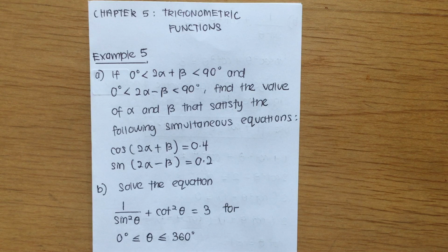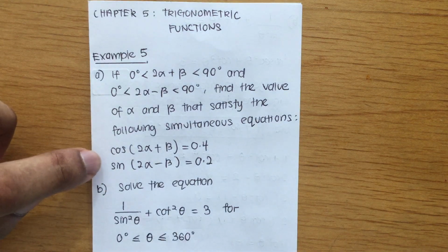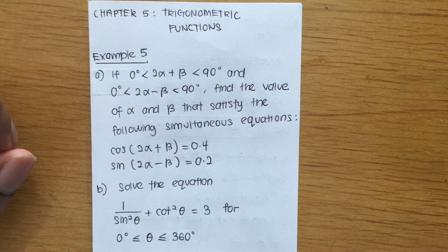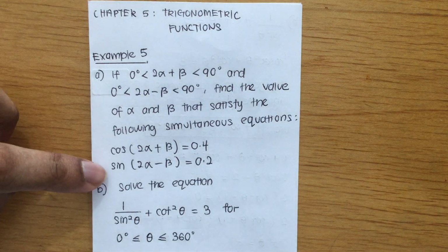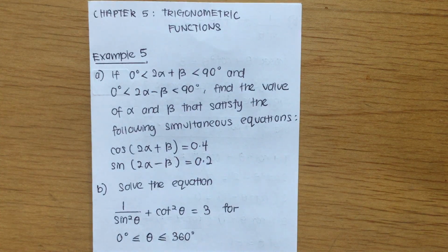Alright guys, I'm going to read Example 5 now. If 0 degrees is less than 2 alpha plus beta, which is less than 90 degrees, and 0 degrees is less than 2 alpha minus beta, which is less than 90 degrees, find the values of alpha and beta that satisfy the following simultaneous equations. So these are the two simultaneous equations. The first one is cos(2 alpha plus beta) equals 0.4 and sin(2 alpha minus beta) equals 0.2. Proceed to question B.